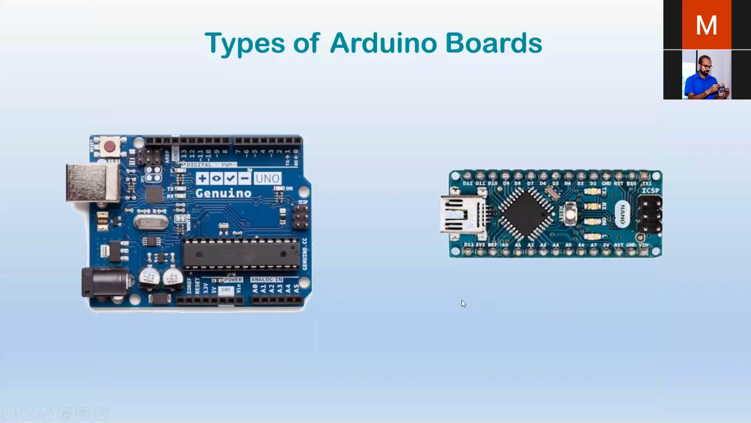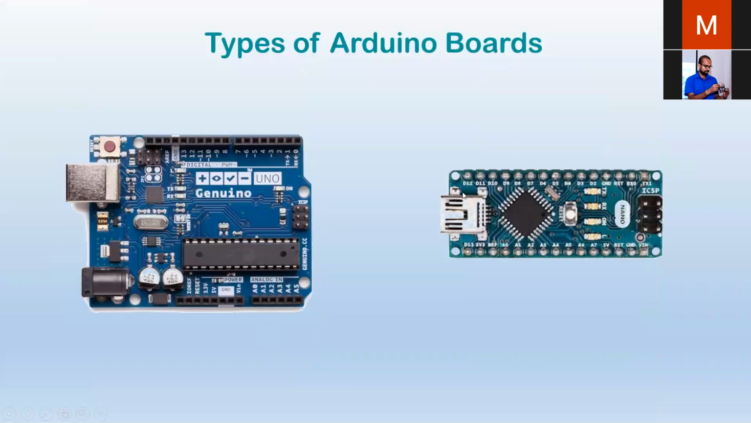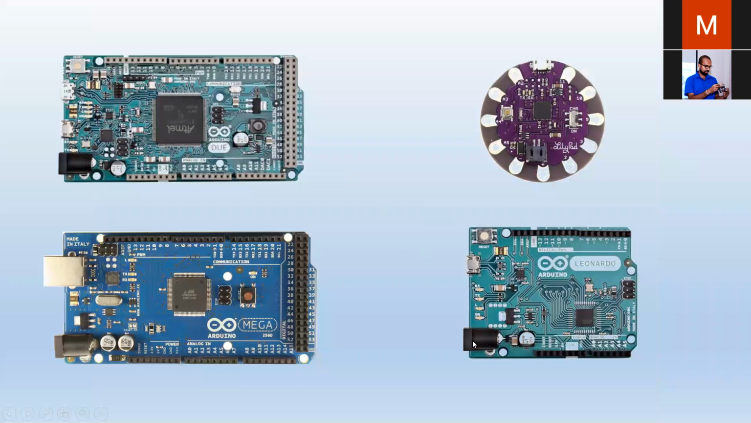So these are the types of Arduino boards. I couldn't show you images before. The Uno board, you all know this, and this is the Nano board. The Due board has even more memory than the Mega board, and there is the LilyPad and the Leonardo board. The specialty of the Leonardo board is this: even on the Mega board you see this little chip. This is called a 16U2 IC.